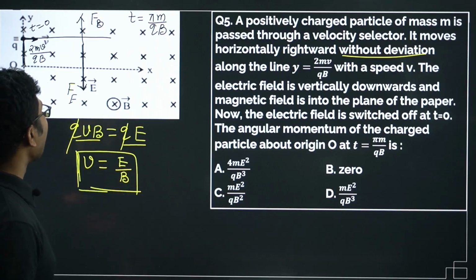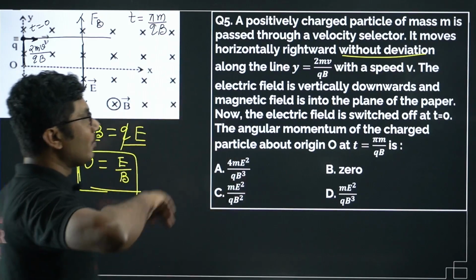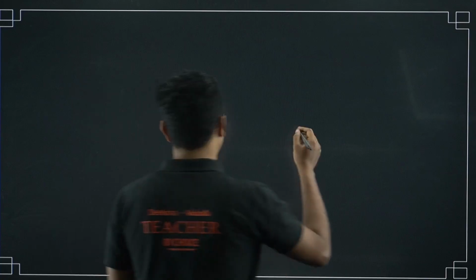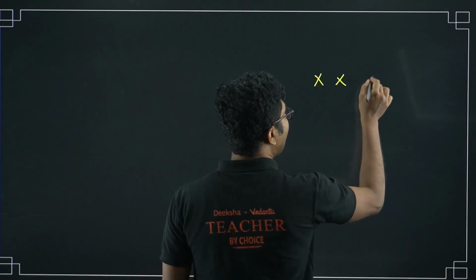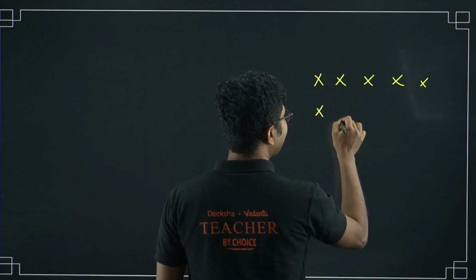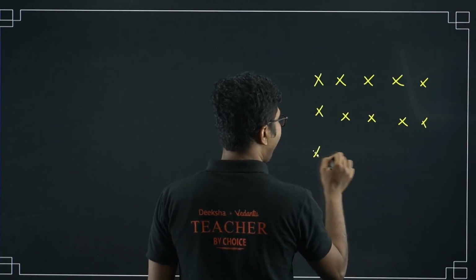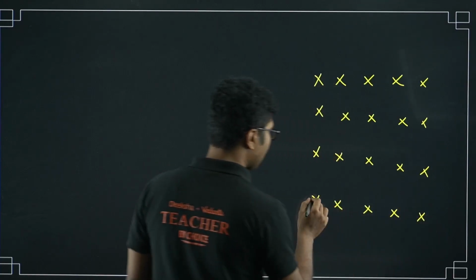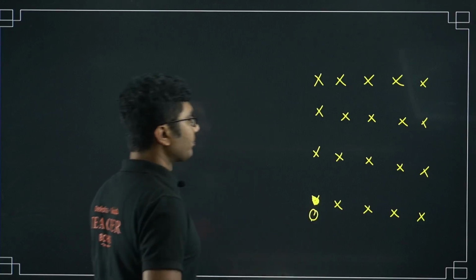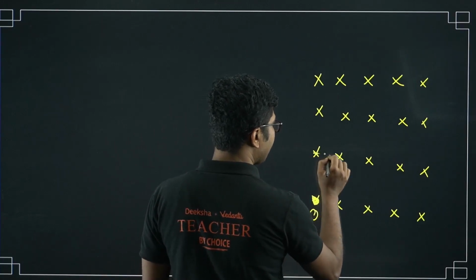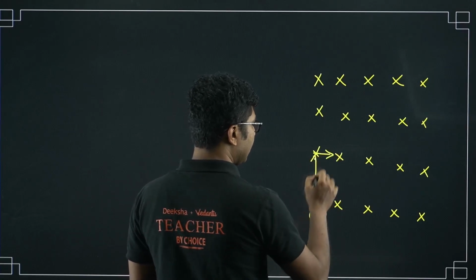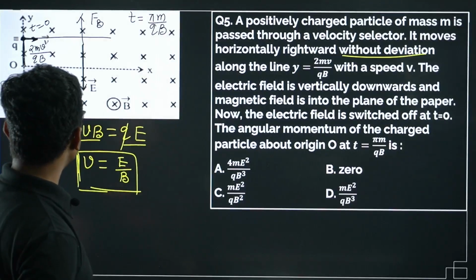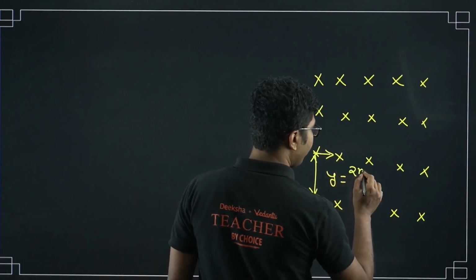Next, we have to find the radius. Once you have switched on the electric field, what will happen to the charge? So this is the magnetic field. Suppose this is the origin O, this is the y-axis. The particle enters from here. Here it is y. The value of y is given as 2mv by qB.